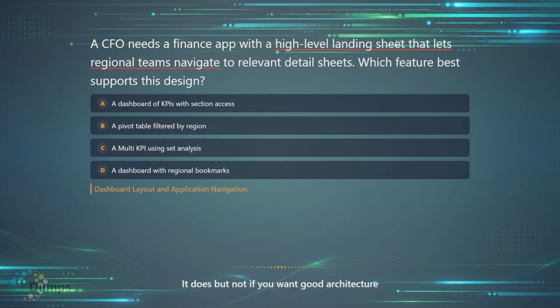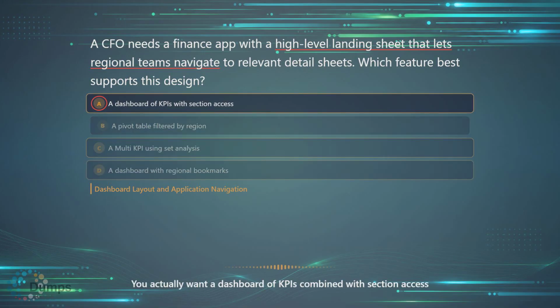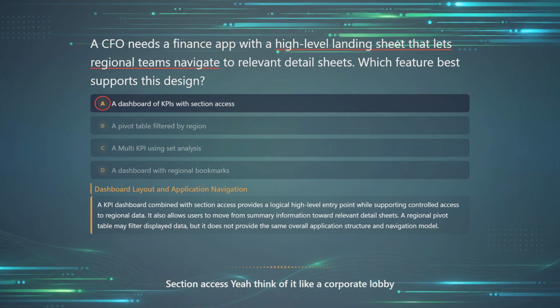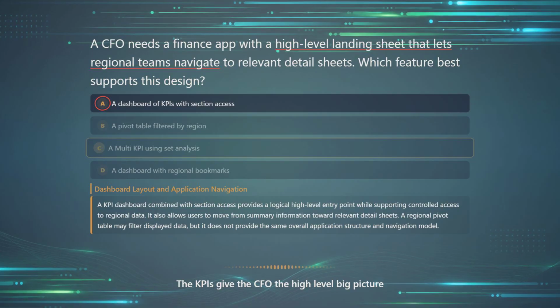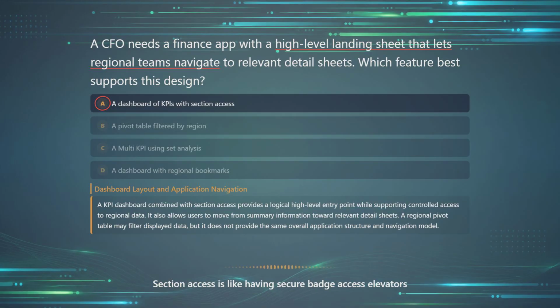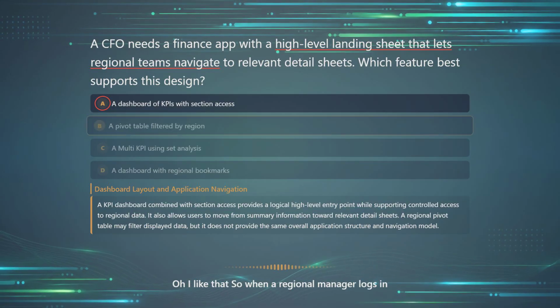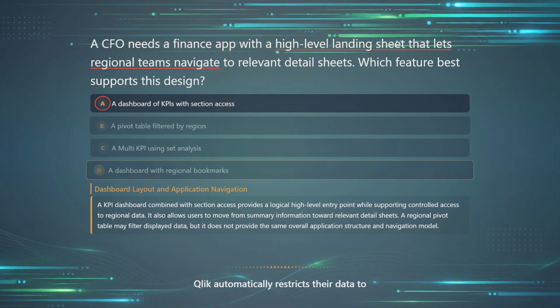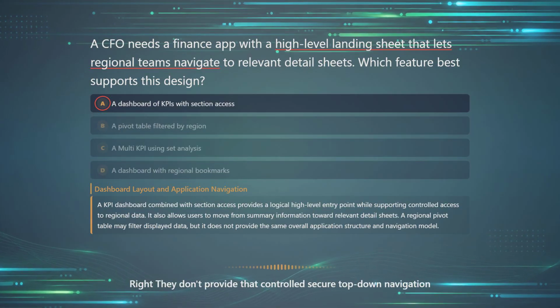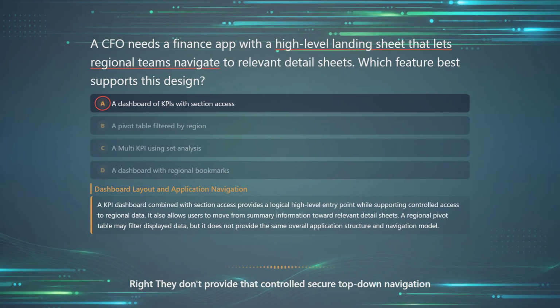It does, but not if you want good architecture. You actually want a dashboard of KPIs combined with section access. Think of it like a corporate lobby. The KPIs give the CFO the high-level big picture. Section access is like having secure badge access elevators. So when a regional manager logs in, Qlik automatically restricts their data to just their specific floor. A pivot table or regional bookmarks, they just filter a single crowded room. They don't provide that controlled, secure, top-down navigation. Okay, that makes perfect sense.